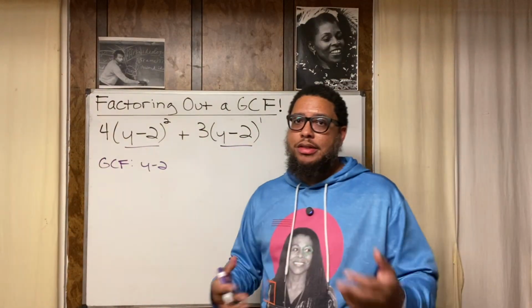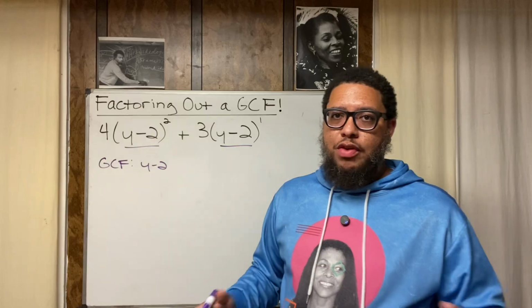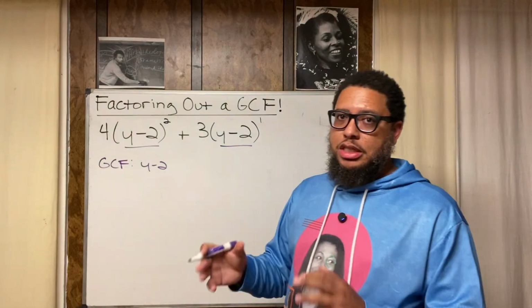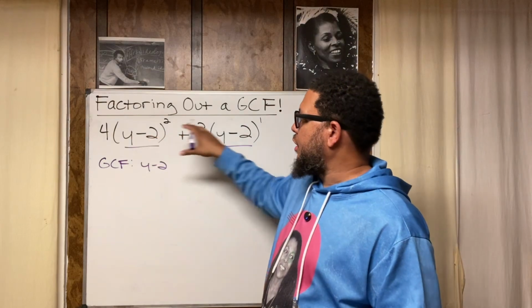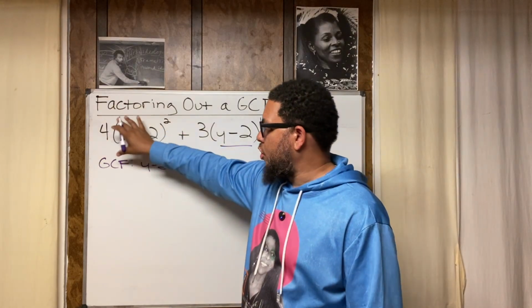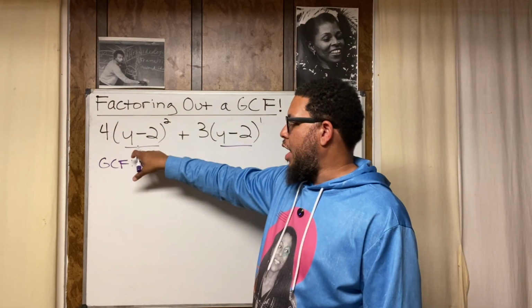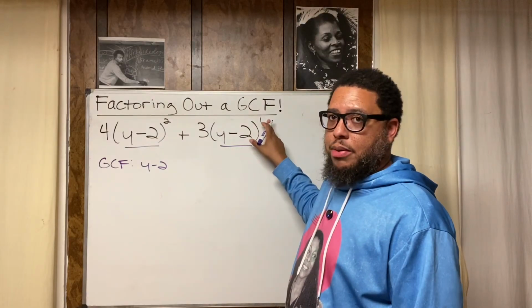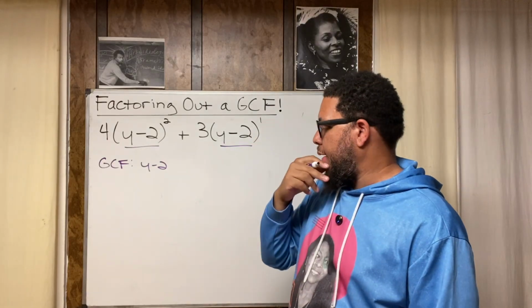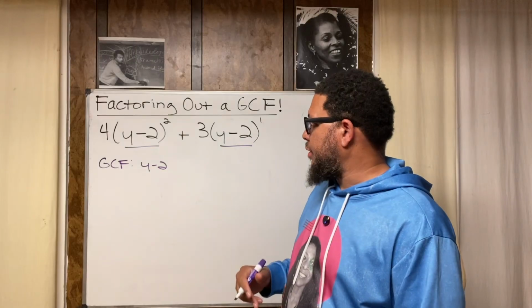So when we're trying to factor something and we need to identify what the greatest common factor is, I suggest we just write it down, but you look and see what they have in common. What do the terms have in common? I got a y minus 2 right here to the second power and a y minus 2 right here to the first power. All right, now, how do I factor this?